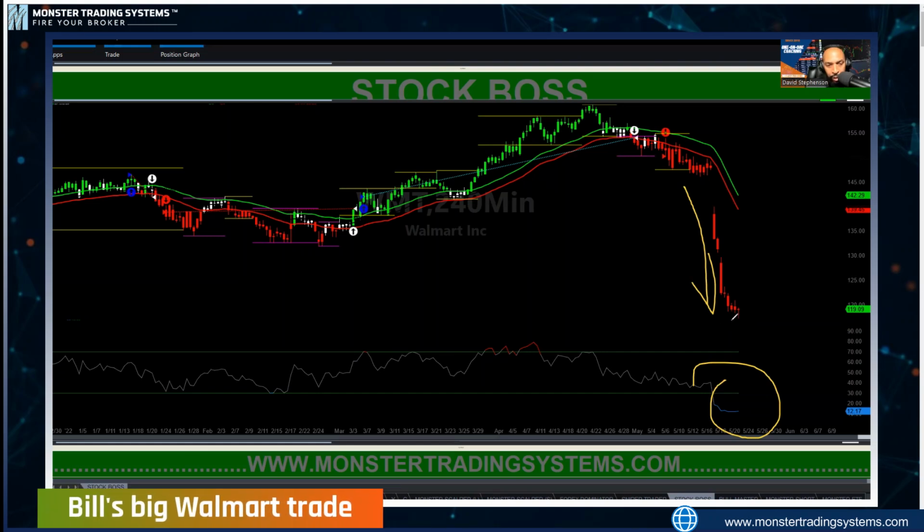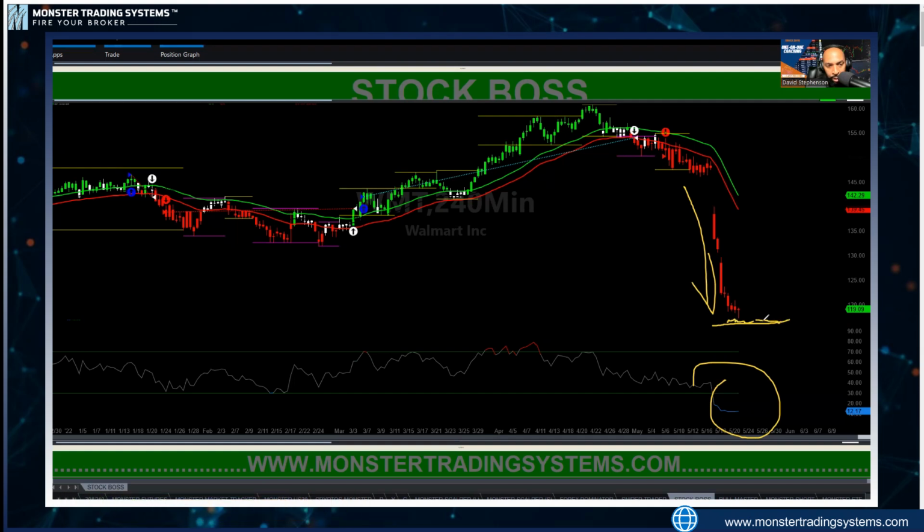Now, what he could do, if he wanted to get out early, is wait until he gets some support, and then get out there. But he did good. It's very oversold, it's falling. I'm just saying, Bill, you did good. But the next thing, because what happens a lot, guys, is this, and I see traders do this a lot.